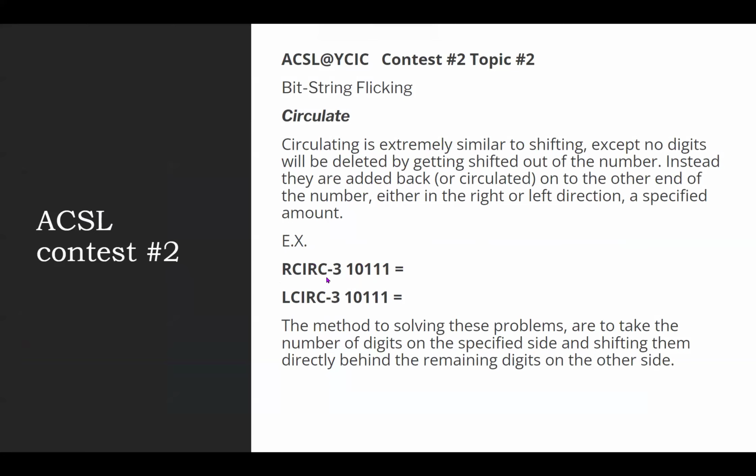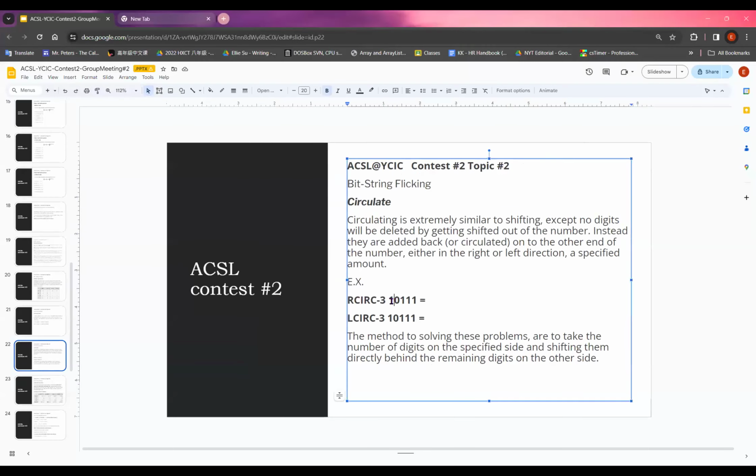So for example, we have circulate 3 to the right. We just move all of these numbers 3 place values to the right. Since these 3 numbers are already on the very right, we have to move them to the end. Then it's just like this.